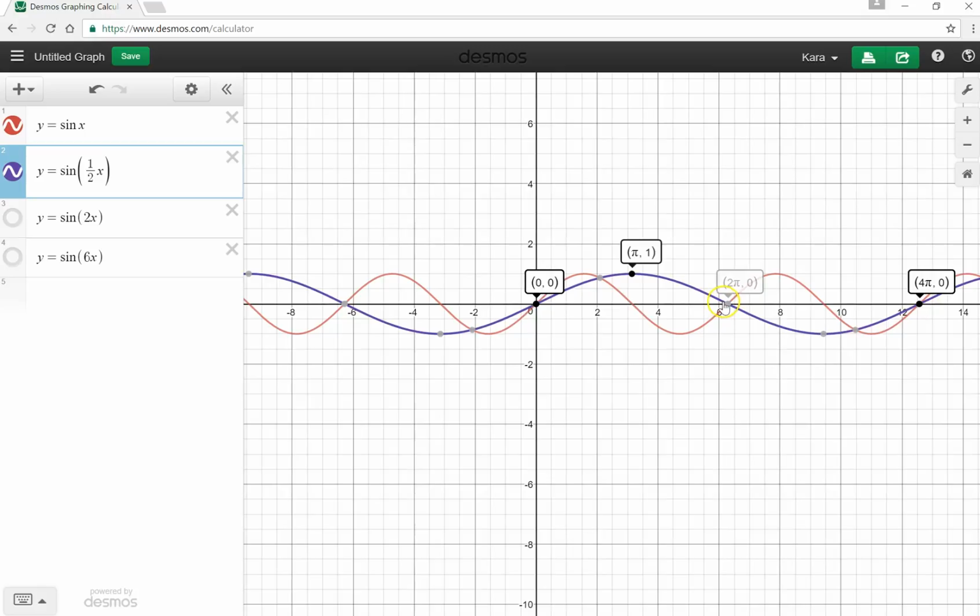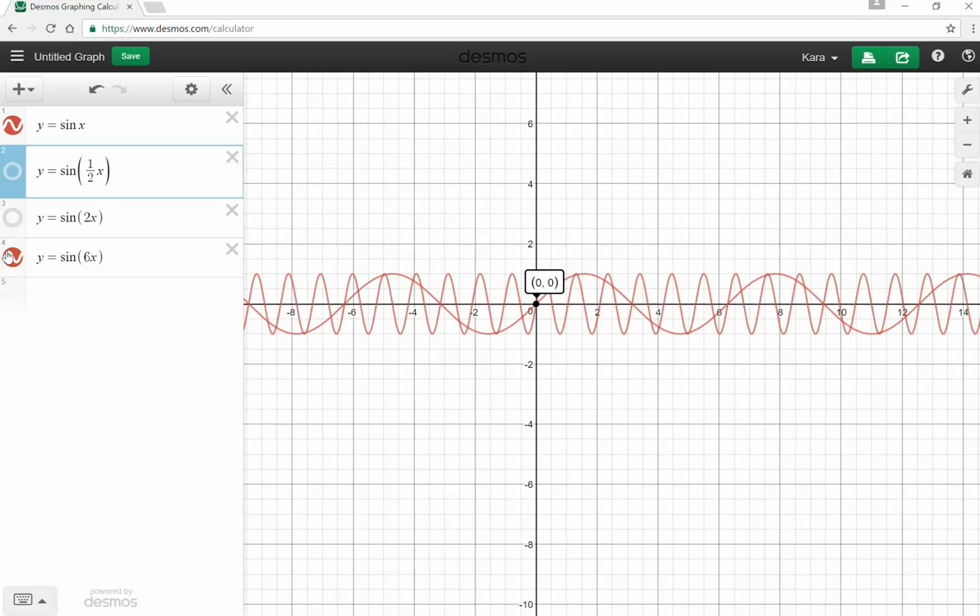So one full period for the red curve is 2 pi, and it looks like it takes 2 sine x's, right? I have to fit 2 of them in for my 1/2 x. So that's 4 pi for the period. So if we look at the 6x, look at how many are fitting in there, okay? One cycle for our sine x curve is 2 pi, whereas one cycle here, and I go up again, right here, is pi by 3. Okay, pi by 3.